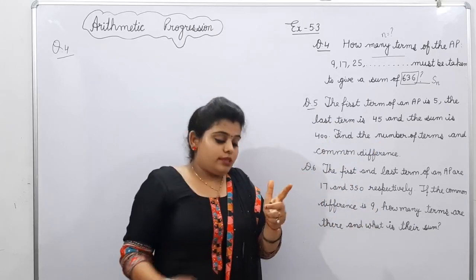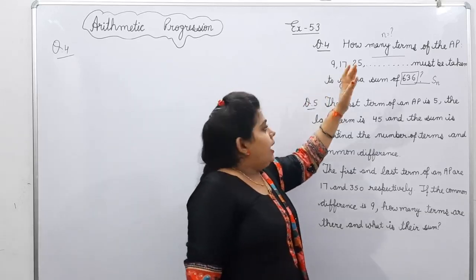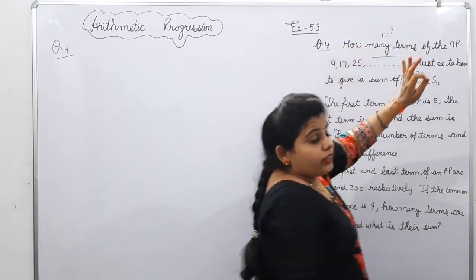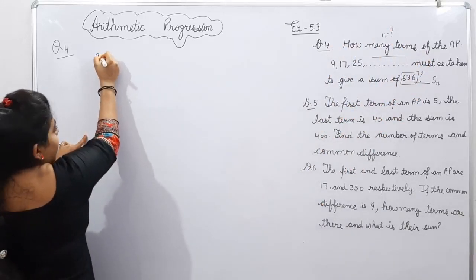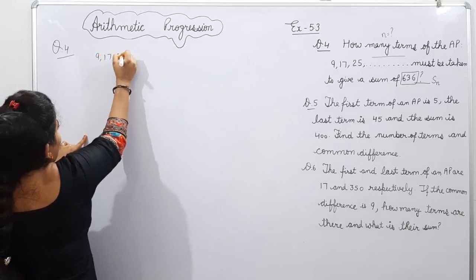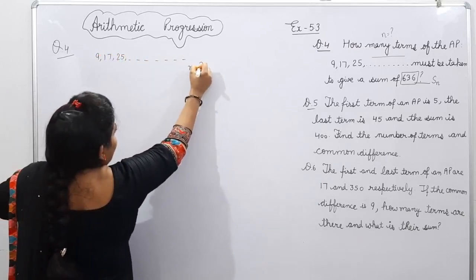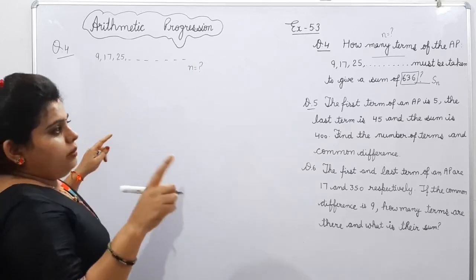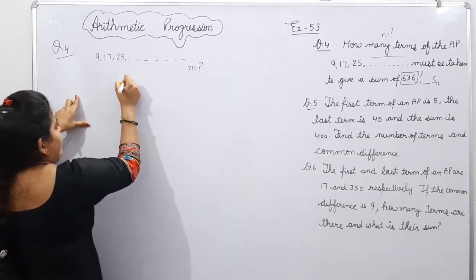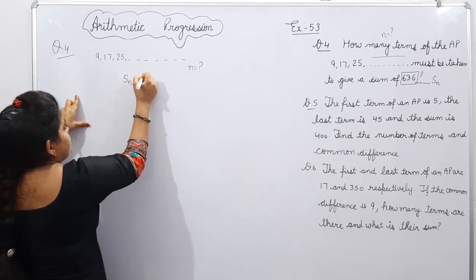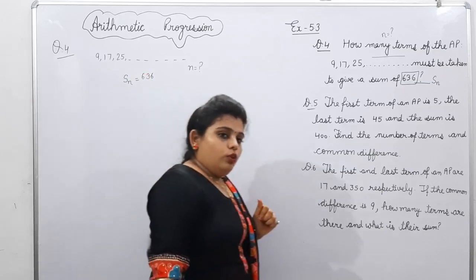Number of terms. इस वीडियो में इस क्वेश्चन में हमें क्या फाइंड आउट करना है? नंबर ऑफ टर्म्स फाइंड आउट करनी है. And what is given? Our given AP is 9, 17, 25. And we have to find the value of n. Must be taken. हम कितनी number of terms लें कि हमें जो sum है Sn वो 636 मिले.